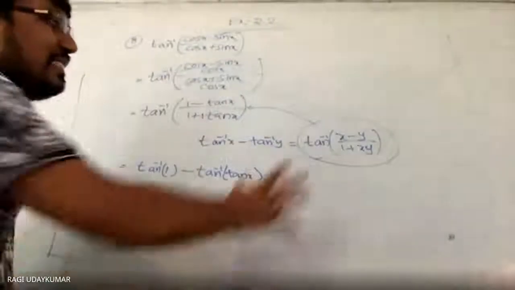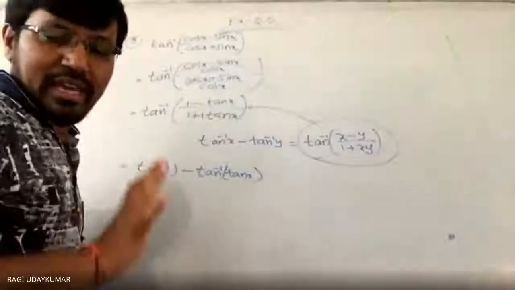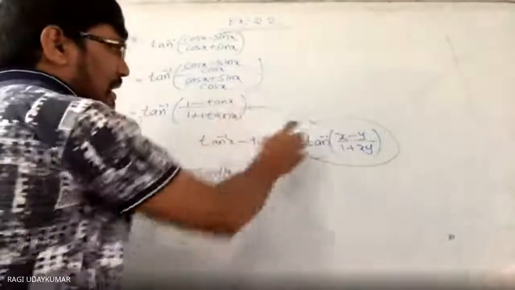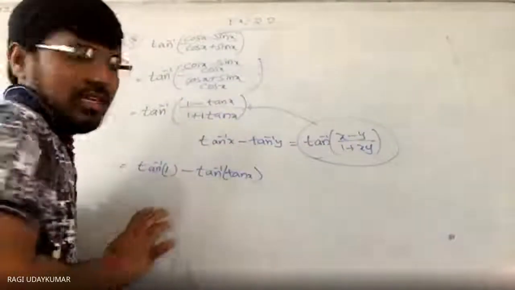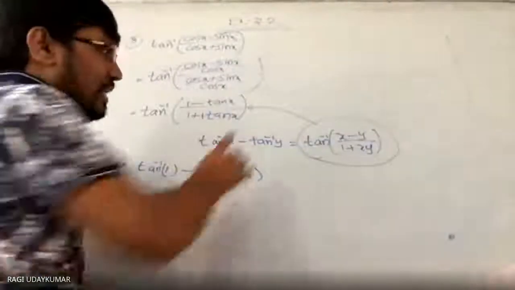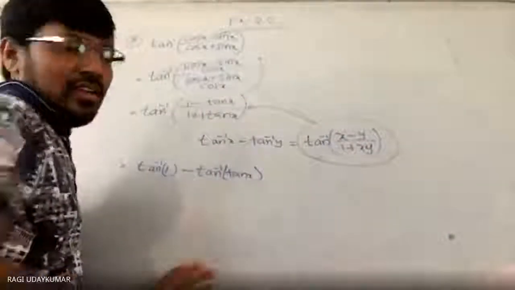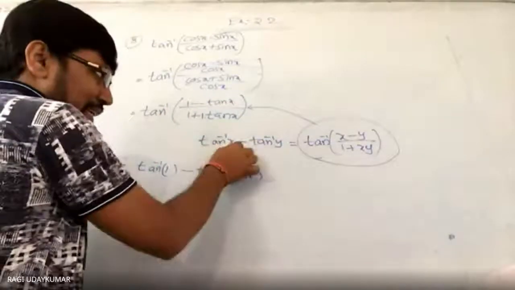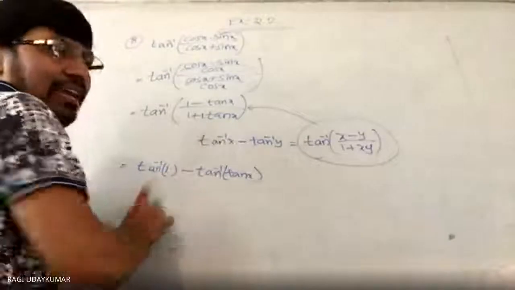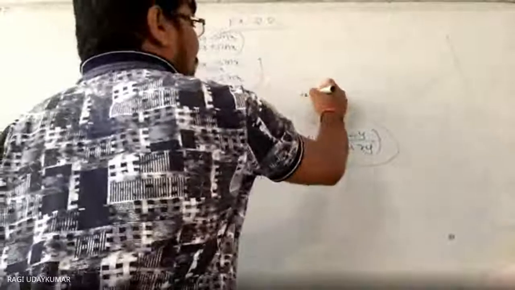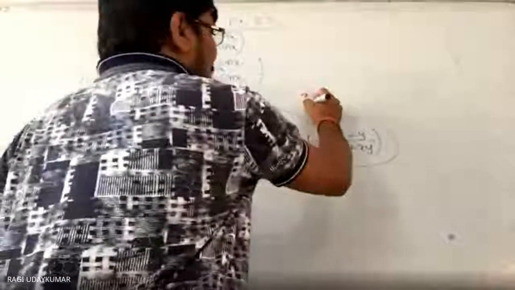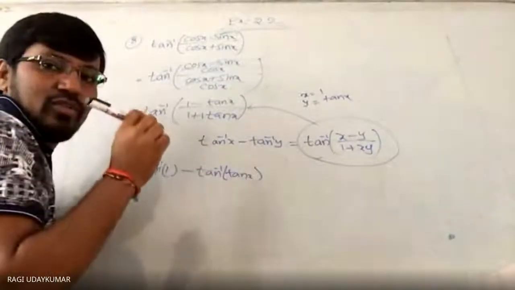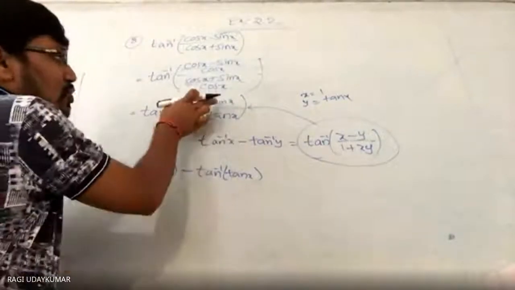Here, simple. This is similar to this one. Can you clear? Anurag? Yes, sir. Because in the place of x you are having 1, in the place of y you are having tan x. When this is equal to this one, this can be written like this. If you are confused, what is in the place of x? 1. What is in the place of y? Tan x. So here also write 1 in the place of x and tan x in the place of y. This is equal to this one.